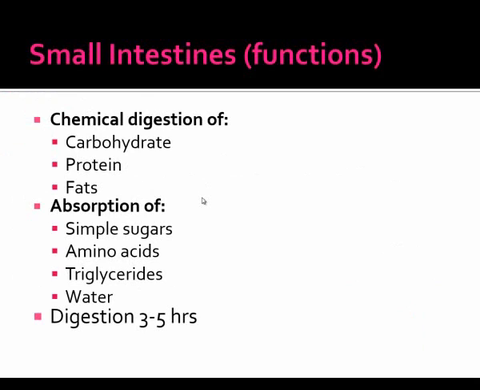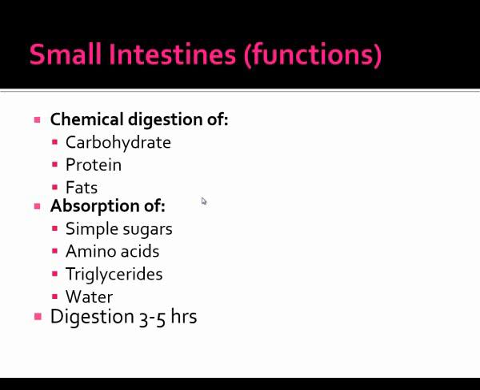The small intestinal tract, the function of it is to chemically digest carbohydrates, proteins, and fats, and at the same time absorb those carbohydrates, proteins, and fats. But we have to also understand that the simplest form is what's being absorbed here. So simple sugars for carbohydrates, amino acids for proteins, and triglycerides for fats. And then also water is being absorbed here, and it takes about 3 to 5 hours for digestion. So we have a lot of enzymes working in here. That's the chemical part on carbohydrates, proteins, and fats, and then absorption.